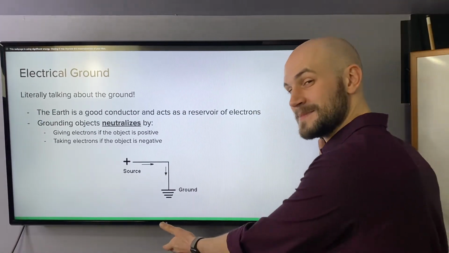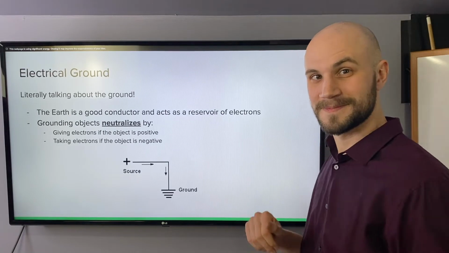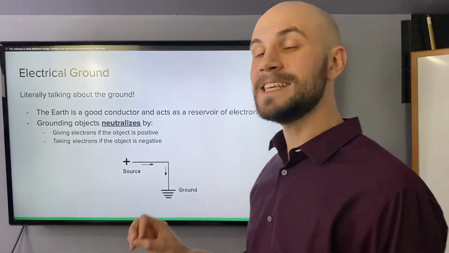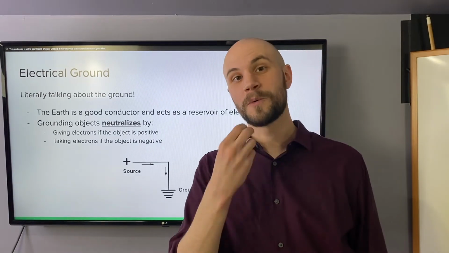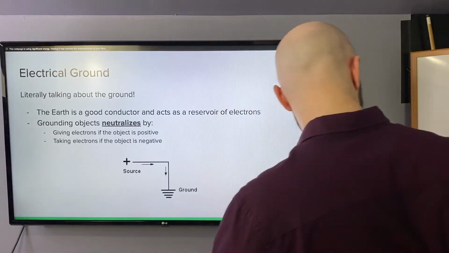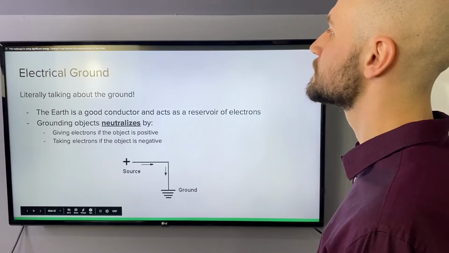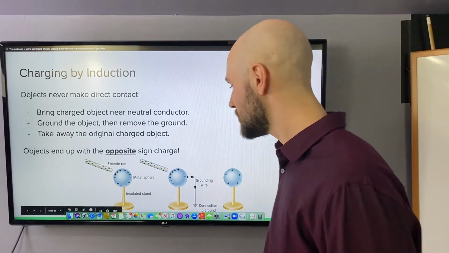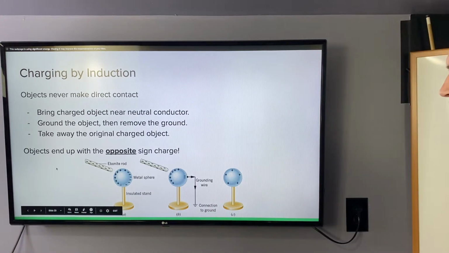Okay, we got what a ground is. You can't answer me. Leave a comment. So here's what the ground is. We need to understand what electrical ground is before we understand what charging by induction means. Okay, so here's the story of charging something by induction.